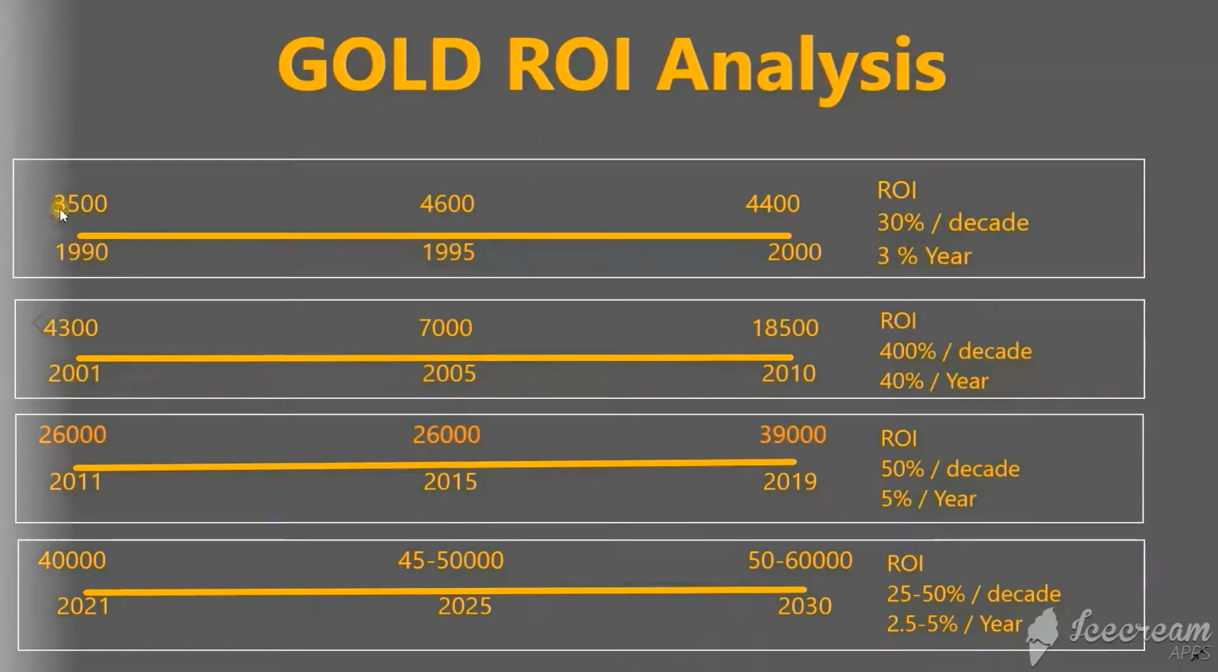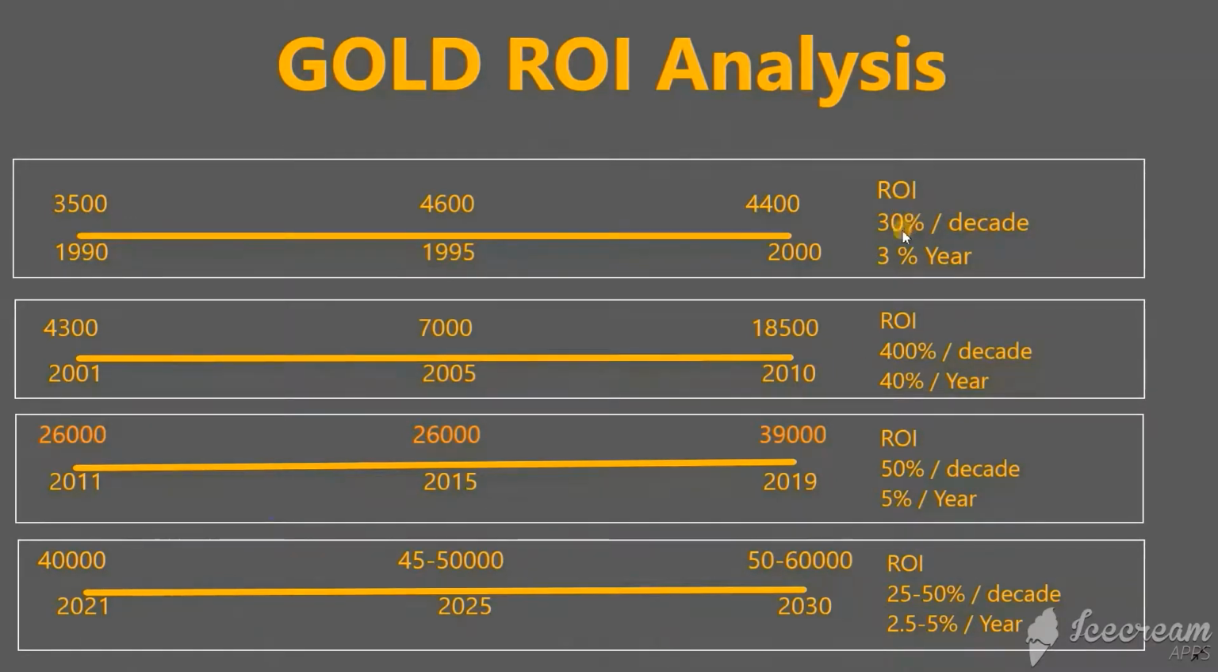So in 1990, this was the price. In 1995, this is the price. These prices which you see, these are for 10 grams of 24 karat gold. This was the price in 2000. And the second box is from 2001 to 2010. The third box is from 2011 to 2019. So you can pause the video and watch the price. The price is not the focus, it is mainly the ROI.